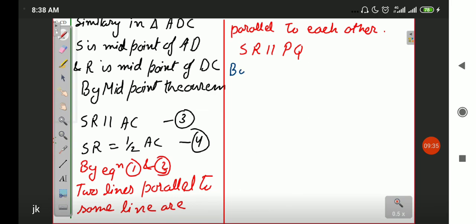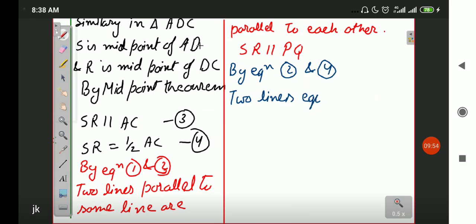by equation 2 and 4, two lines equal to the same line are equal to each other. Or just leave the line. We have written it earlier also. We'll just directly write down that SR and PQ are equal, because both of them are half of AC.